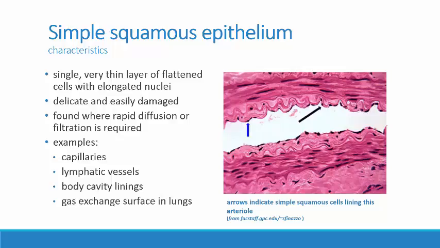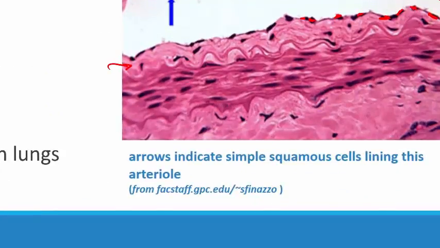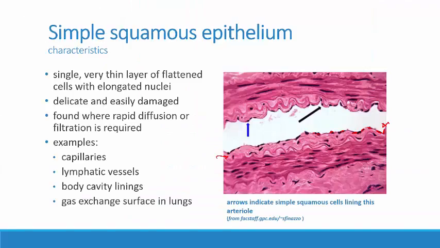And in this layer here, the dark nuclei are the nuclei of this simple squamous epithelium. So it's a very thin layer. Directly underneath is connective tissue. That's not epithelium at all. And we've got a single layer right here at the top, the lining. This is an artery, a blood vessel. And so this simple squamous epithelium lines the blood vessel.